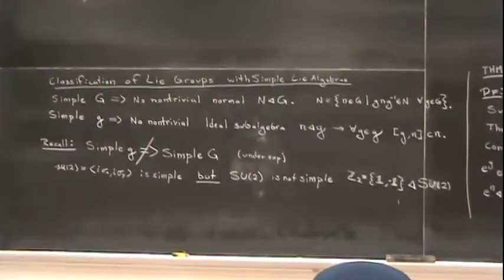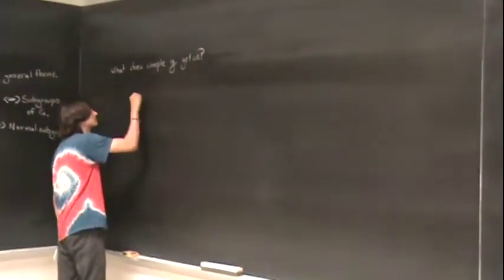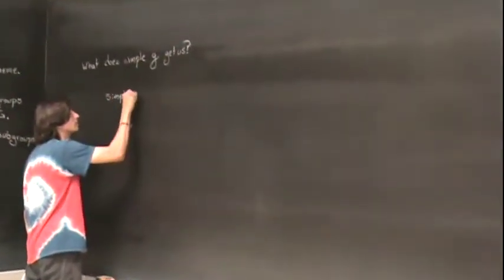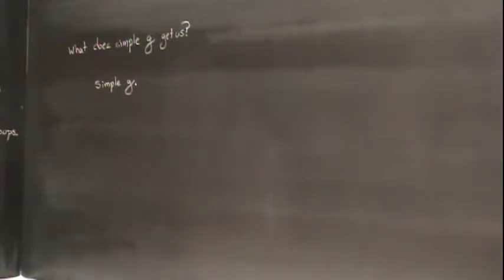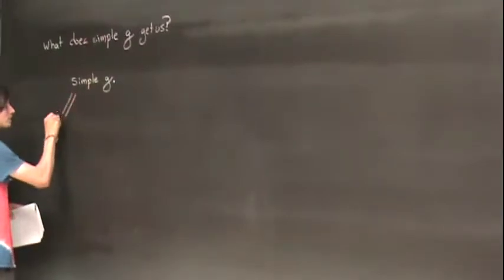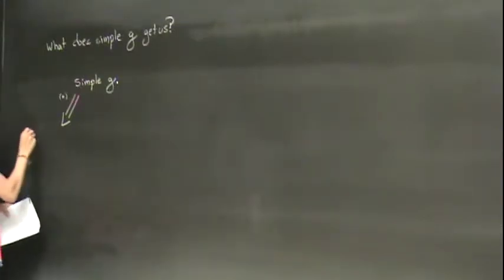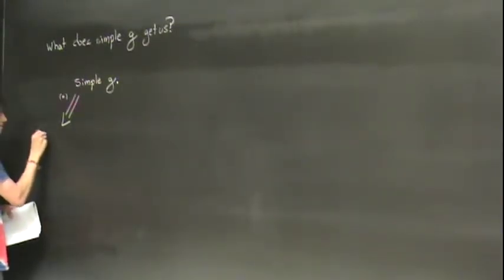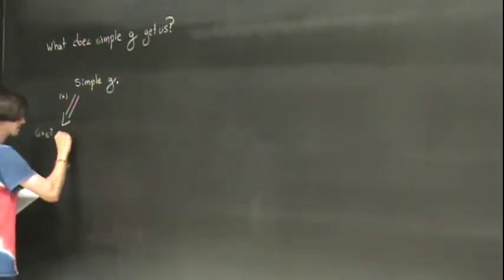And so we'll write this fun little diagram over here. So suppose we start with a simple Lie algebra G. What does this get us? Well, in one case, I'll draw one implication over here. I'll call this implication A. The group that it generates is path connected.